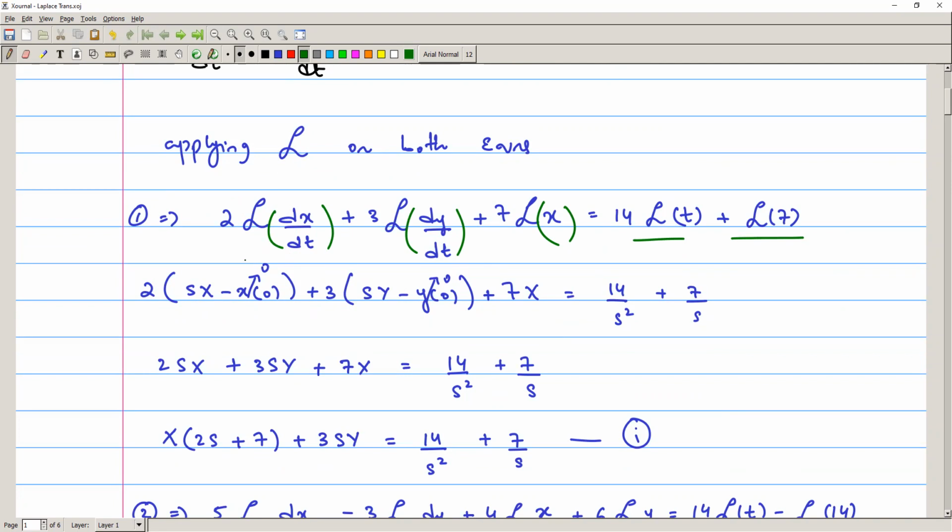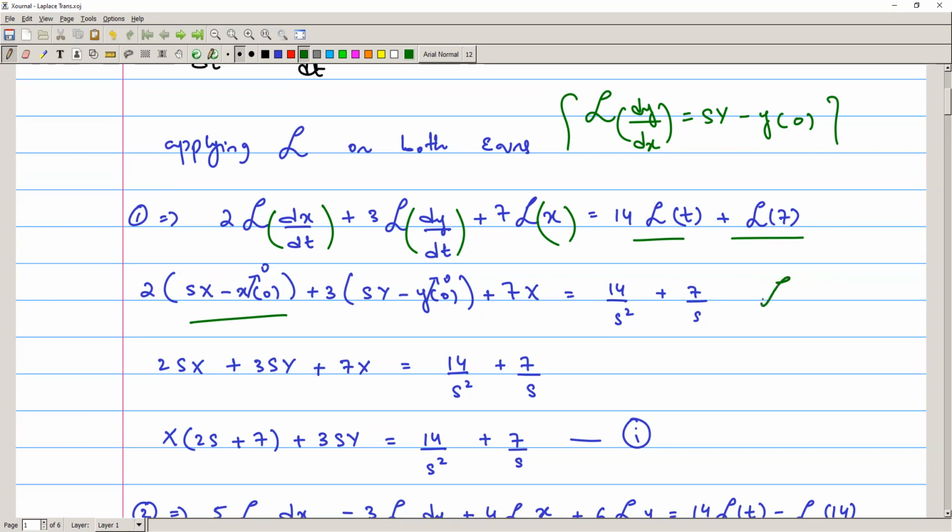Right, so we already know that the Laplace transform of a derivative, that is dy over dx in general, is equal to sy minus y of 0, right? So this is the general form of the Laplace transform for the derivative. Therefore, the Laplace of dx over dt is sx minus x of 0, plus 3 times the Laplace of dy over dt, which will be sy minus y of 0, plus 7x is equal to 14 over s squared plus 7 over s, right?